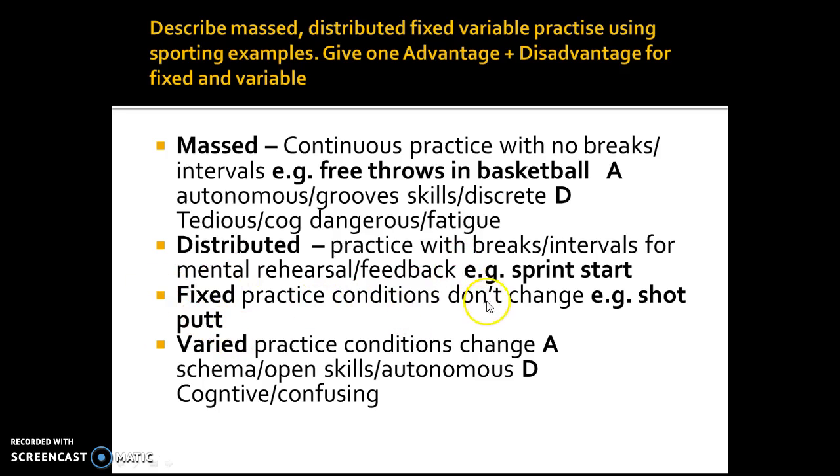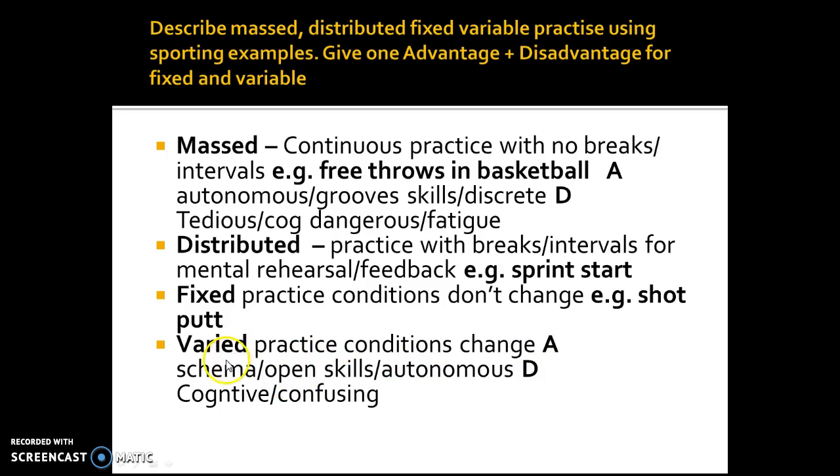Fixed practice, the conditions do not change, e.g. shot put. Okay, varied practice, conditions do change. For example, 5 versus 3 in football, working on possession or passing. I haven't put that in there, so make sure you've got that. So you have an overload of attackers versus defenders.